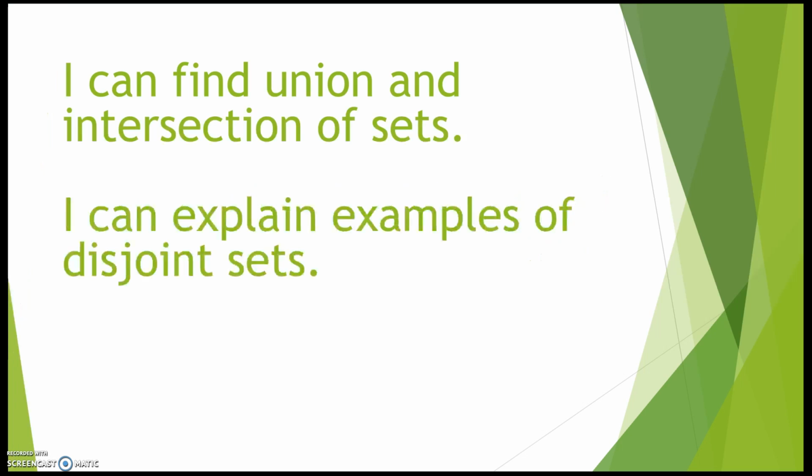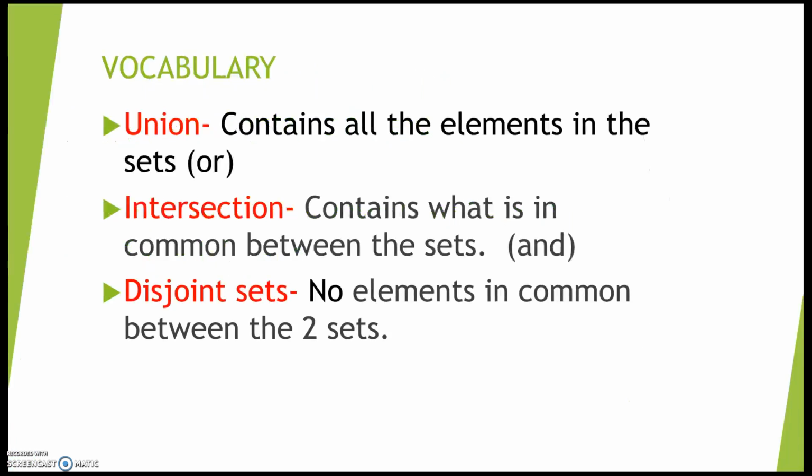Today we're talking about union and intersection of sets. So we'll be talking about finding those, of course, and disjoint sets. Let's jump into the vocabulary right away. A union contains all the elements in the set. So if you have two sets, or three sets, or four sets, a union is all. So it's in this set or this set, in set A or set B or C. It's just everything listed out.